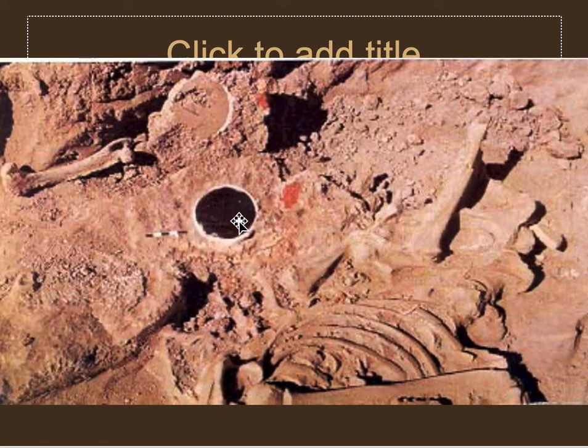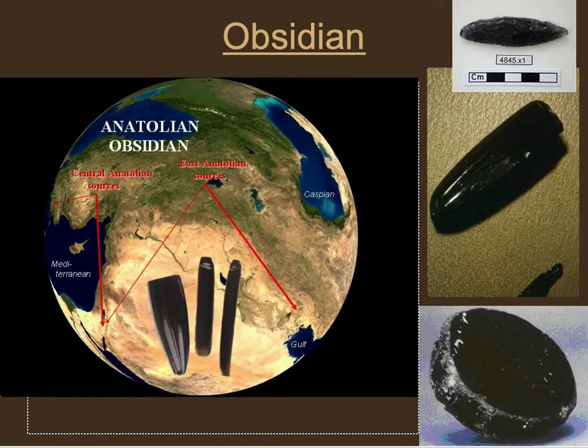So this is a female burial, and what she has here is a mirror made out of a special substance that exists right in the region of Çatalhöyük. This substance is something called obsidian. Obsidian is a natural volcanic glass. It's found in only select areas of the world, and in the Middle East, it's found in only two areas, near Çatalhöyük and this part of eastern Turkey over here.